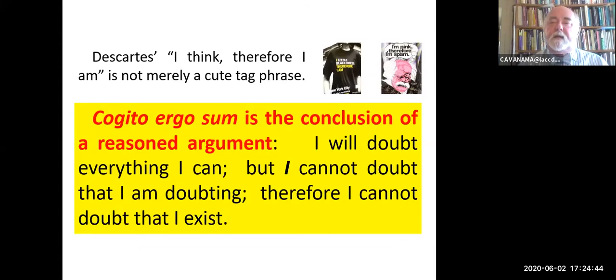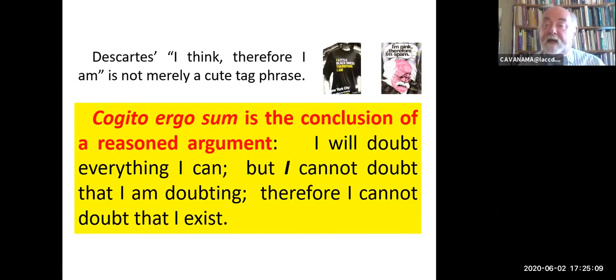Okay. Thing to recognize about Descartes' argument, cogito ergo sum, I think therefore I am, not just a cute tag phrase. It's not the New York version, a little black dress, therefore I am. A student gave me this one many years ago. I'm pink, therefore I'm spam. There are lots of philosophy jokes, and it seems most of them turn around one version or another of Descartes' cogito. It is, however, the conclusion of a reasoned argument.